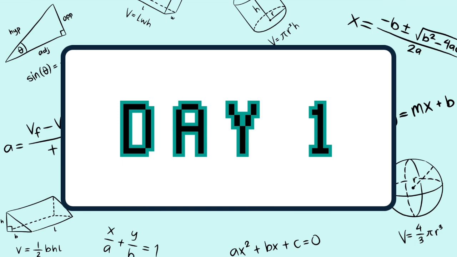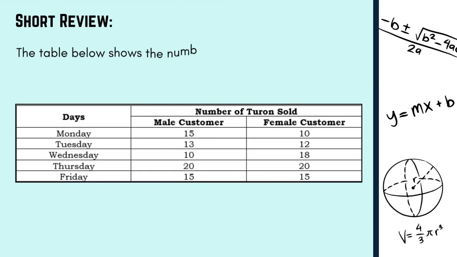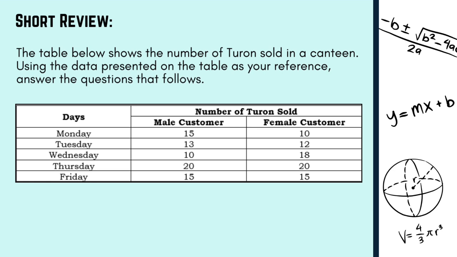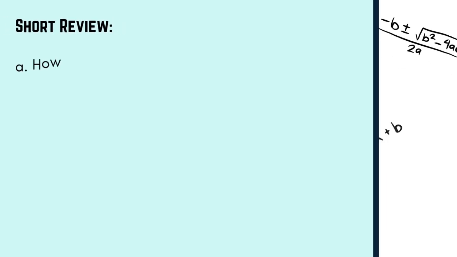So for day 1, let's have our short and quick review. The table shows the number of turon sold in a canteen. Using the data presented on the table as your reference, answer the question or questions that follow. So please take note of the days, the number of turon sold for male customers and for female customers.